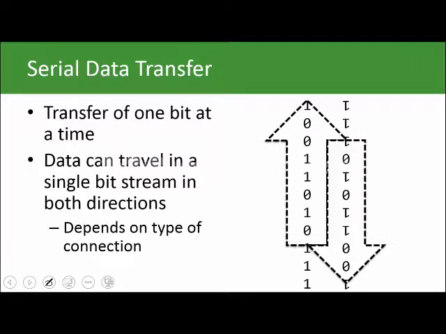So that means 1 bit of data at a time is sent. Now data can travel in a single bit stream in both directions, like to and from. And how it does that depends on the type of connection. And you've got a couple of different types of connection. There's something called simplex, which is like a one-way street. So data can only transfer from one device to another.